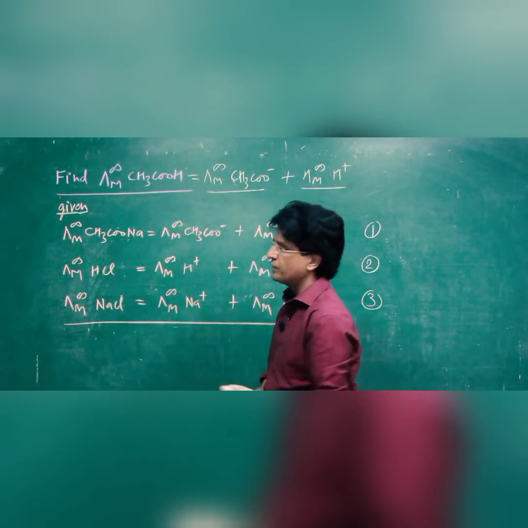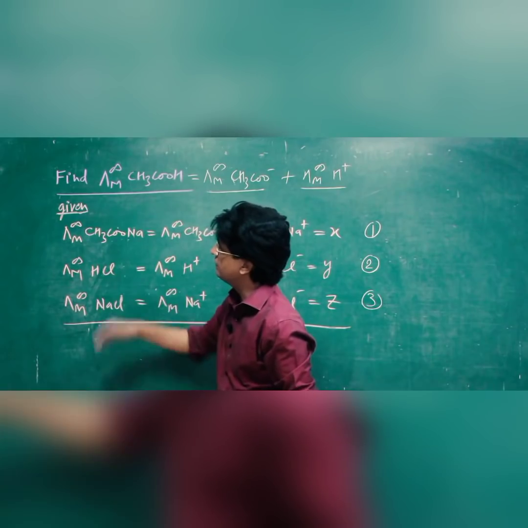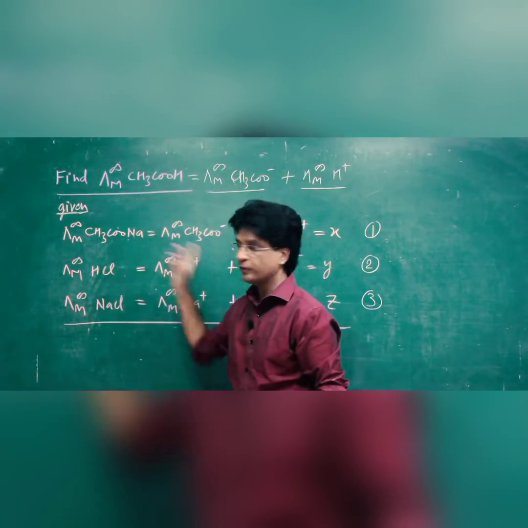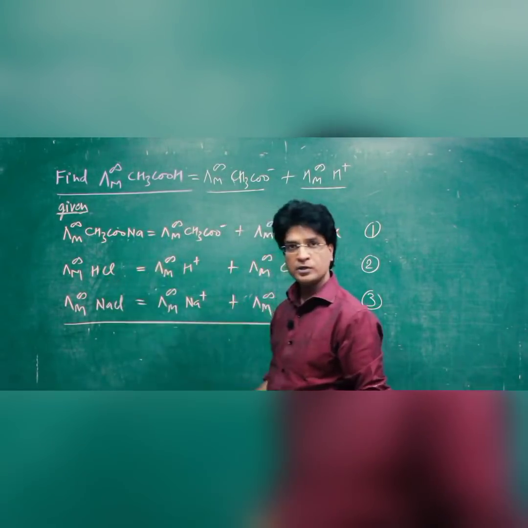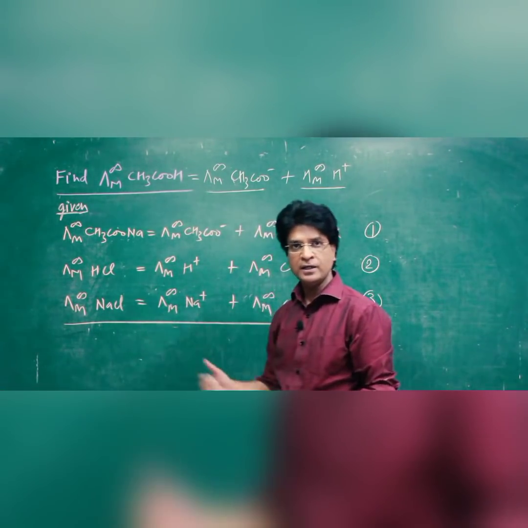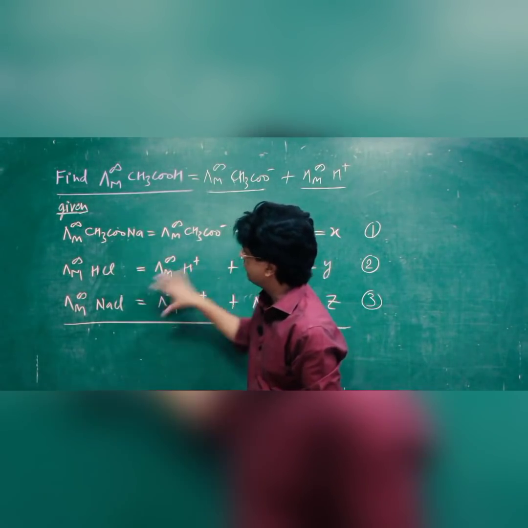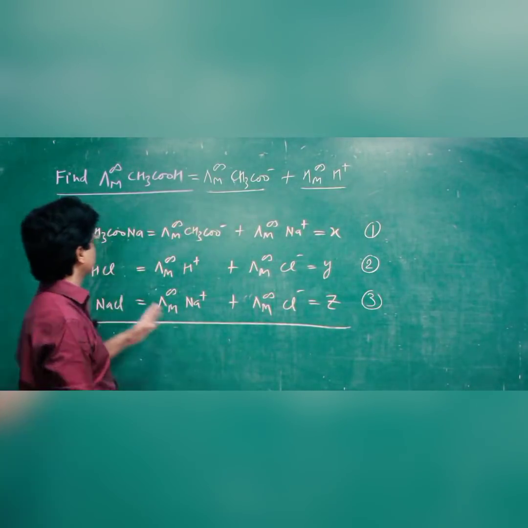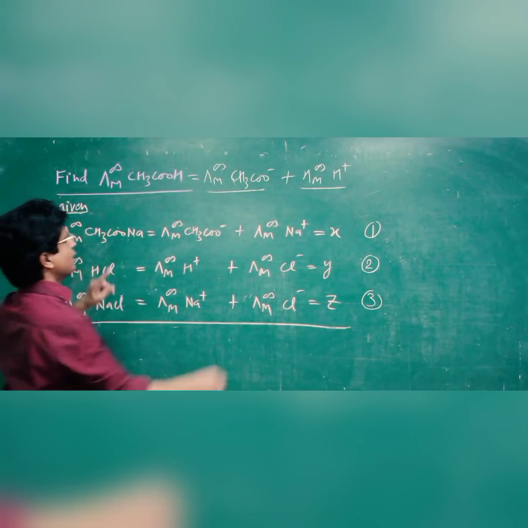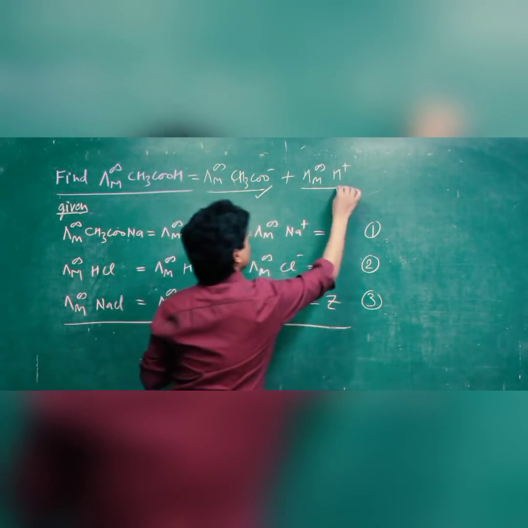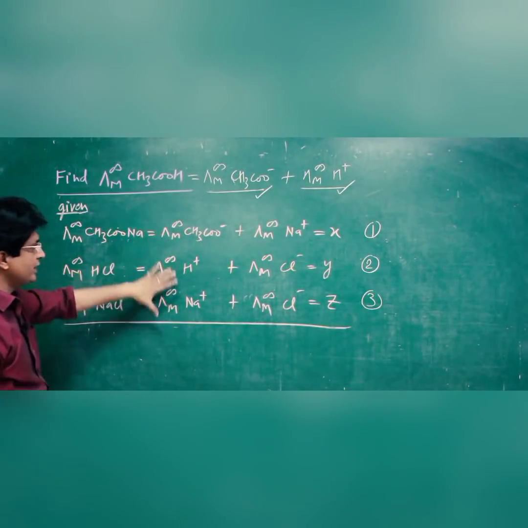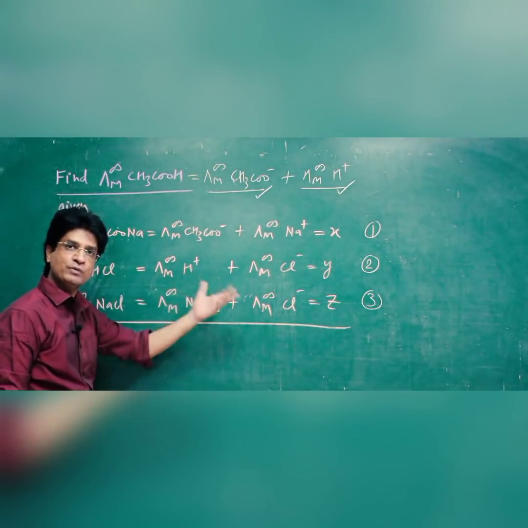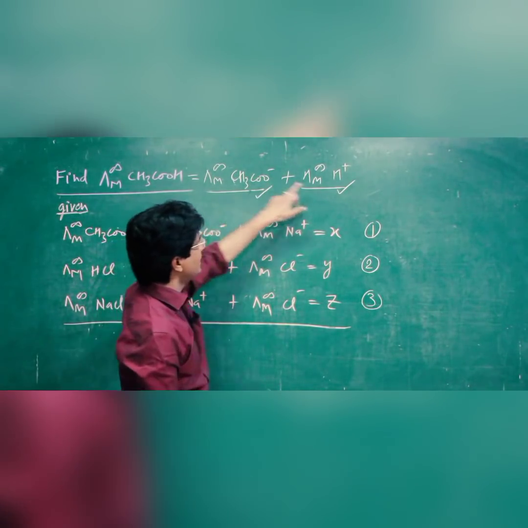In these kinds of questions, they will give you the molar conductivity at infinite dilution of strong electrolytes. CH3COONa is a salt, a strong electrolyte. HCl is a strong acid, a strong electrolyte. NaCl is a salt, again a strong electrolyte. By using the data from the strong electrolytes, we will solve this question. Whatever I require, acetate ions and H+ ions, look into these equations and add those equations which are useful for you. When I say useful, I mean those which contain acetate ions and H+ ions.